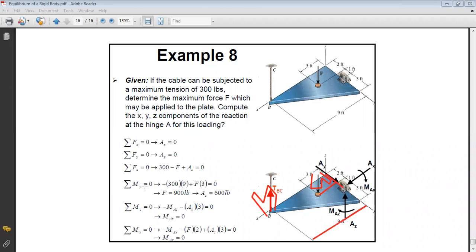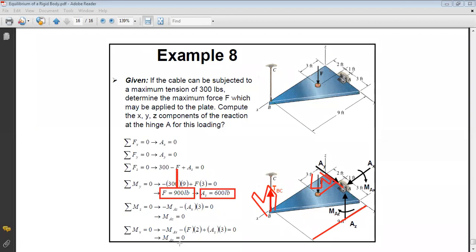So from the sum of moments about y equals 0, you can get the value of F, because look, your only unknown here is F. So from the sum of moments about y, I can get F. And of course, once I get F, I can replace it back here to get AZ.